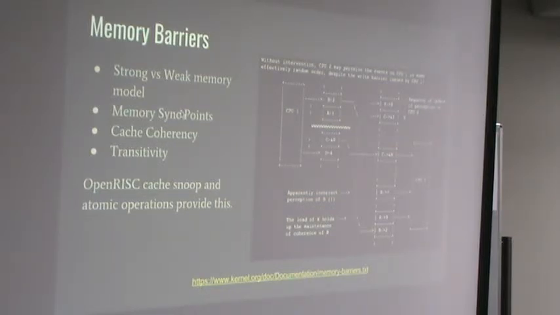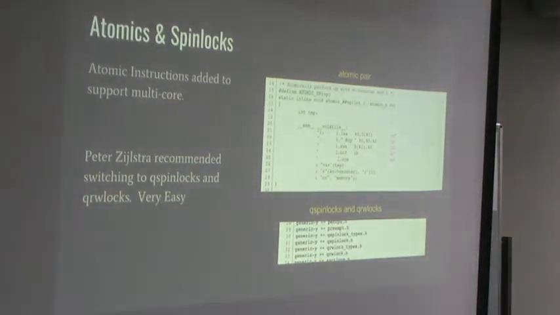So this was one kind of interesting thing. And so here, to handle this, as I mentioned, we have atomic instructions. This is the atomic.h inside of our implementation. There's also bits.h or bitops.h, which handles other operations. But this is basically how it works.